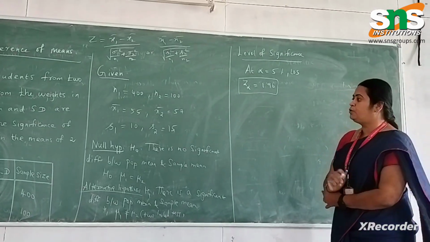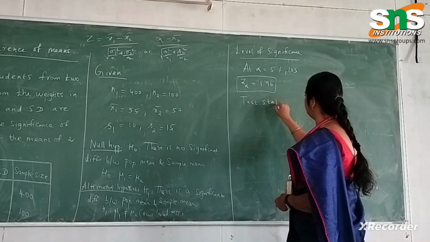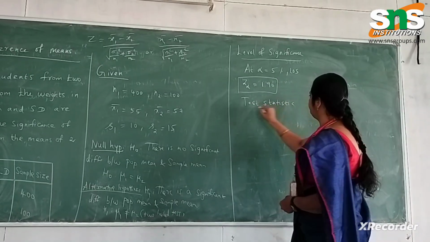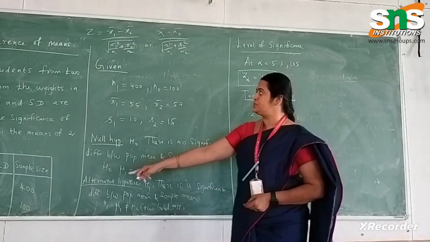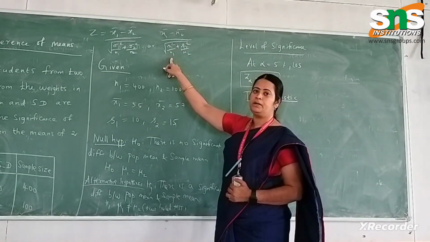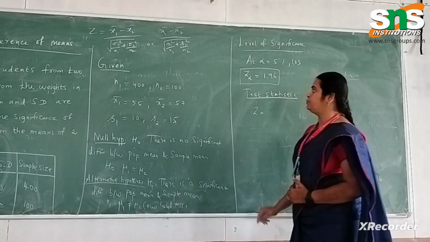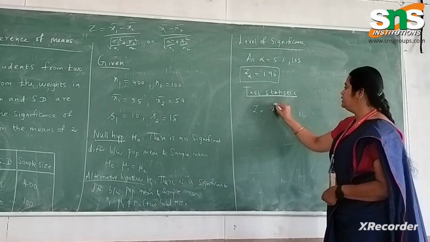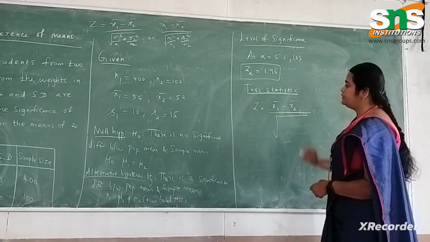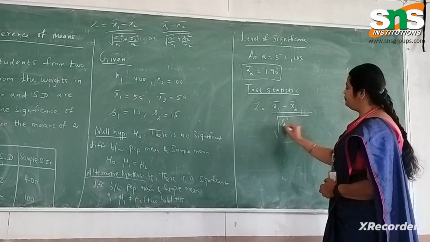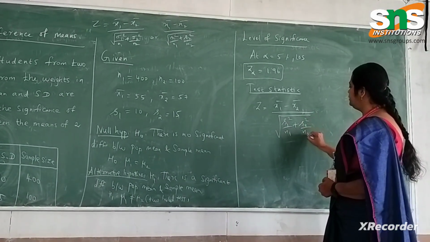Next let us write out the formula for the test statistic. Since the sample standard deviation is given, we can use this formula. If the population standard deviation is given, we can use the first formula. So here z is equal to x1 bar minus x2 bar divided by square root of s1 square divided by n1 plus s2 square divided by n2.